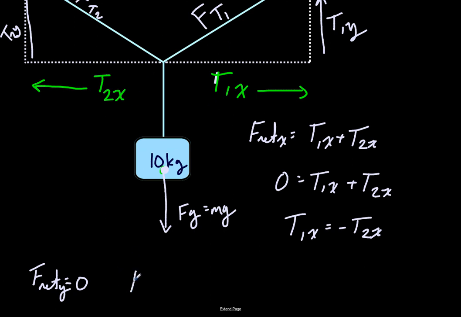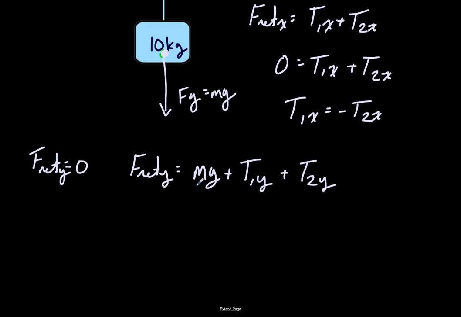So if we get F net in the y as being equal to mg plus T1y plus T2y, you with me? Extend the page. Then using the same concept here, if this is equal to 0, we should be able to say that T1y plus T2y together equal the opposite of mg.